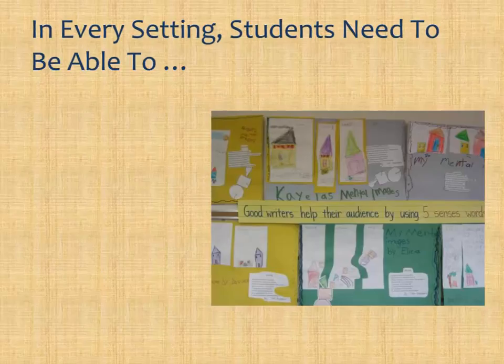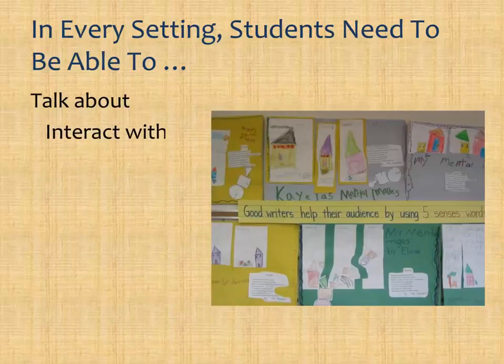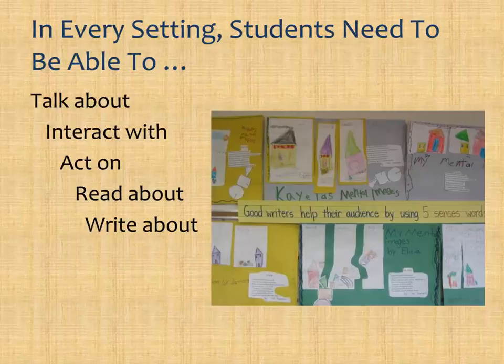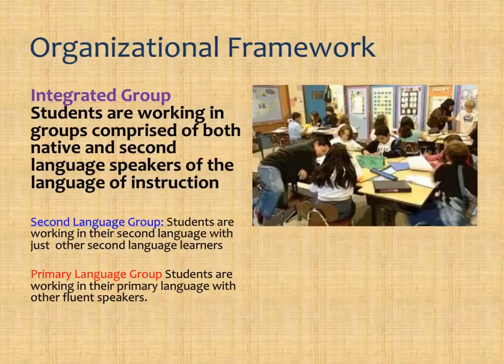In every setting, students need to be able to talk about, interact with, act on, read about, write about, and connect to important ideas. If you think back to the analysis you did of your own classroom or school schedule, it is likely that both you and your students spend most of the instructional day in linguistically integrated groups. You may not think about this linguistic diversity as you plan. Given that it is the most common setting, it is especially important to understand both the opportunities and limitations for students from all language backgrounds when working together during the school day.